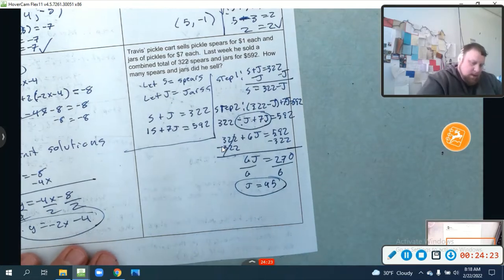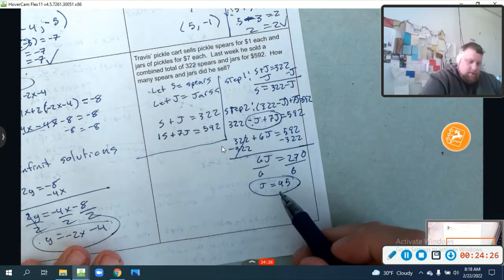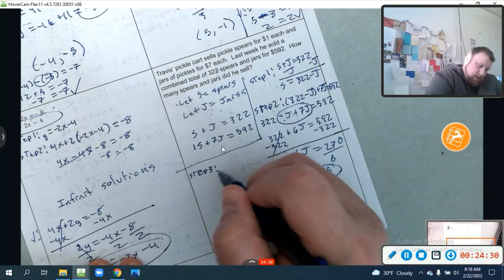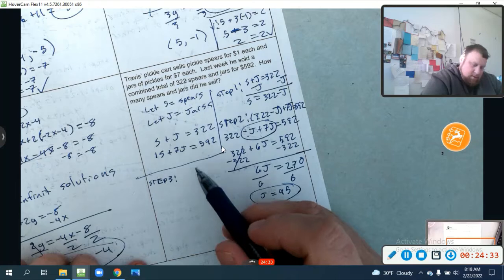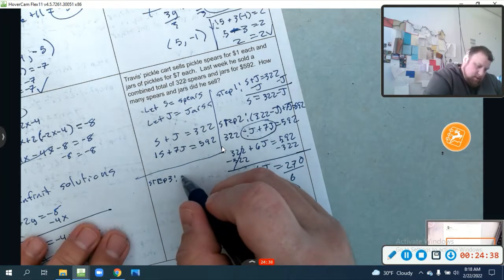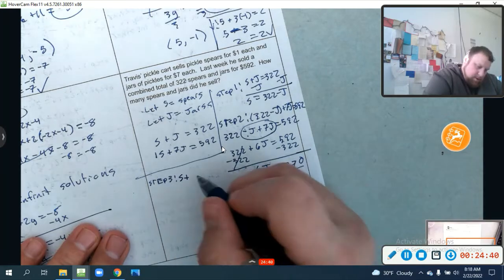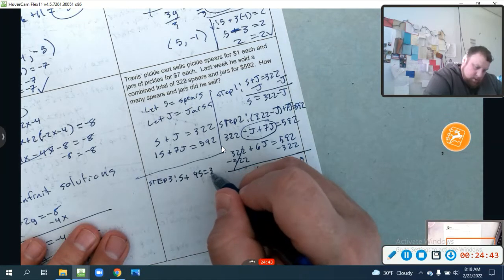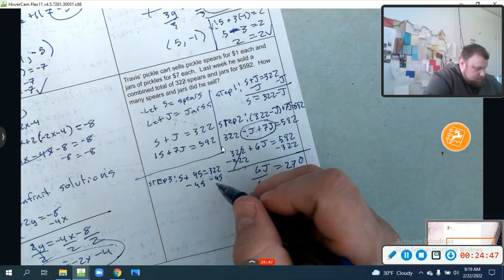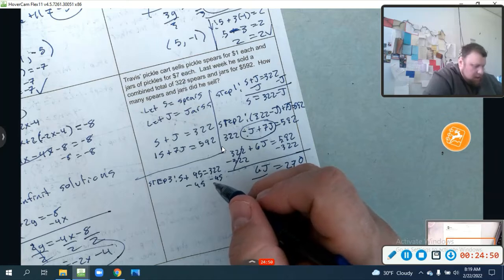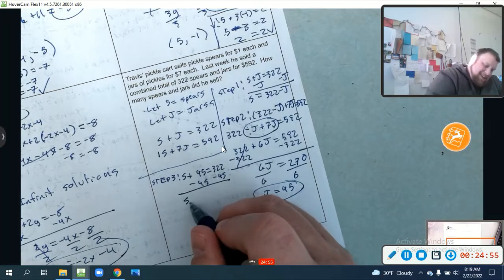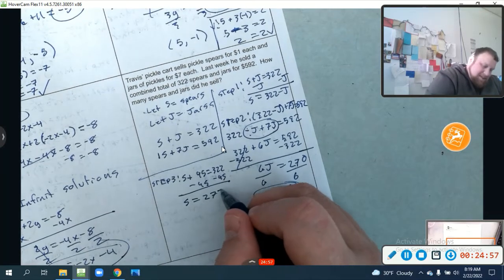Boom. Now that we have 45, we know that we've sold 45 jars. So now we're going to go on to step 3. Step 3 says to plug it into one of the equations. Well, I'm going to plug it into here. I know that S plus my jars of 45 equals 322. Subtract 45 from both sides. I'm not going to lie, I'm being lazy. I could do this, but I don't want to. It's 277. That means I sold 277 spears.